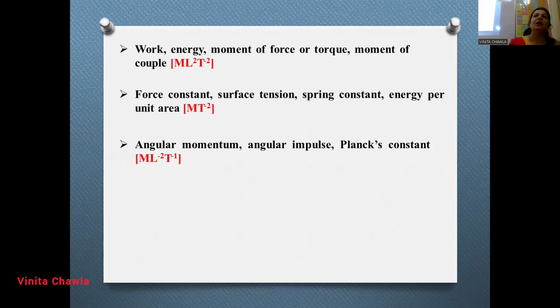Angular momentum is R cross P. P is linear momentum. Okay, tell me the dimension of linear momentum. Linear momentum is mass into velocity. Yes, mass is M. Yes, velocity is LT minus 1. So linear momentum is MLT minus 1. And angular momentum is R cross P. So we have R means L and P means MLT minus 1. What will the dimension be? M. Okay.